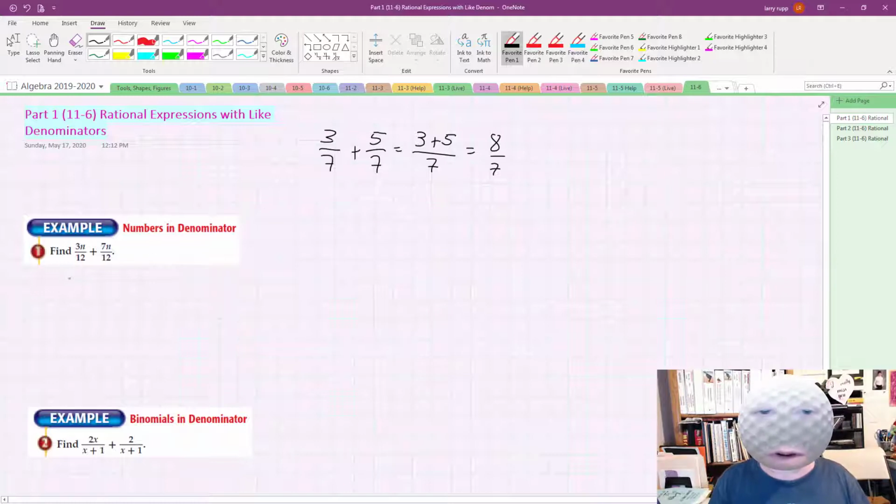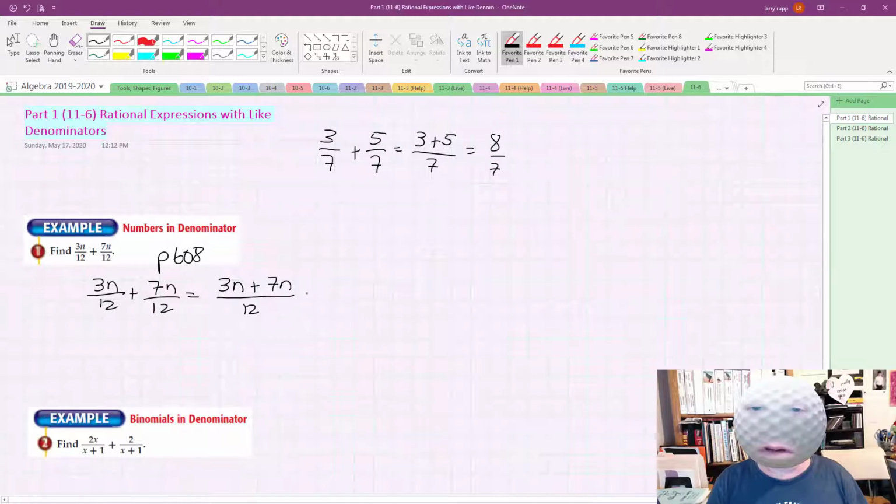So let's try one. Example 1 here on page 608. It says 3n over 12 plus 7n over 12. So that becomes, I'm going to write this out in excruciating detail, 3n plus 7n over 12. This becomes 10n over 12, and you always write your answers in simplified form. Now, ignore the fact that I left that 8 over 7 up there as an improper fraction. It's still in simplified form.